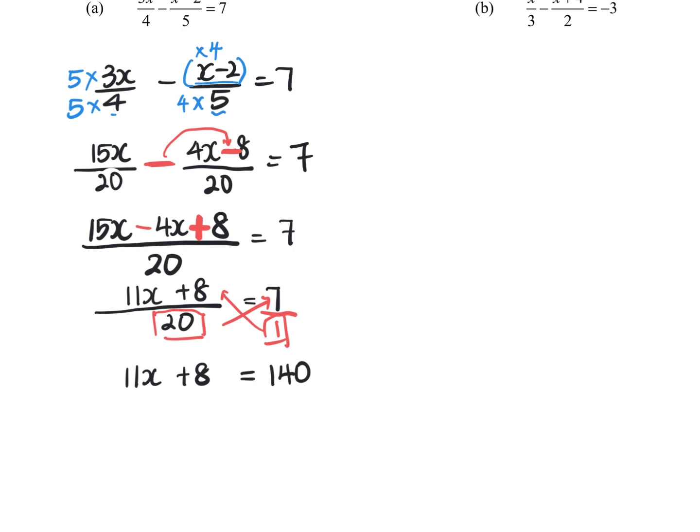Okay, then I'll take 11x equals to, this one I need to shift this over. This one is plus 8. When it comes over to this side, this one will become minus 8. Right, so it's 140 minus 8. 140 minus 8 gives me 132. So this one will be the number 132, 11x.